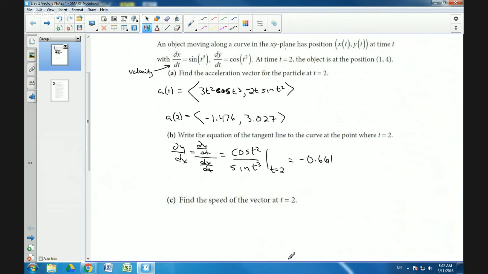And then what's our point at t equals 2? (1, 4). So it's just given to you. They could not give this to you, but you wouldn't be able to generate it because you have to have an initial condition to calculate the values here. So we just gave it to you. So y minus 4 equals negative 0.661 times x minus 1. Equation of tangent.